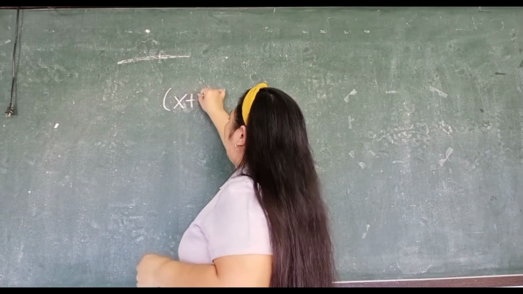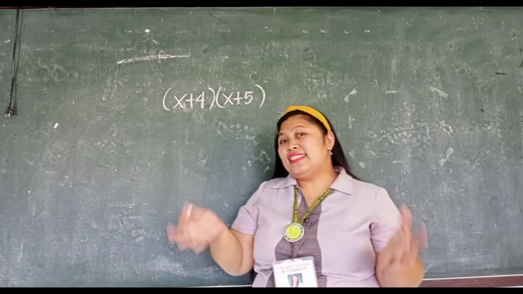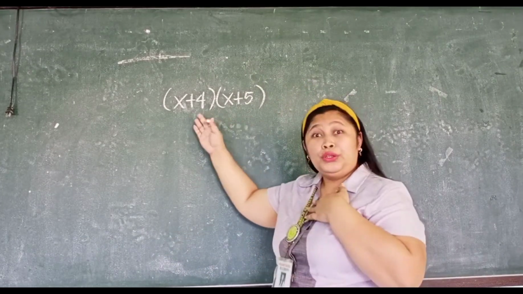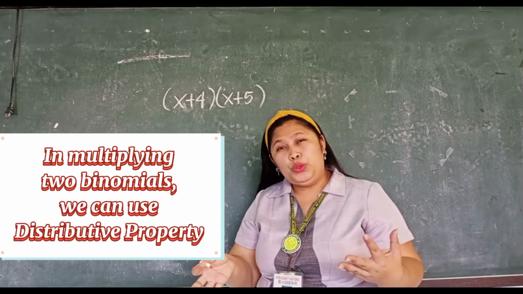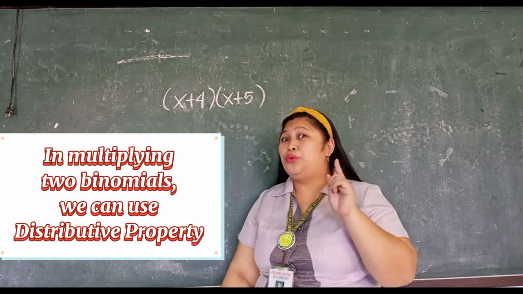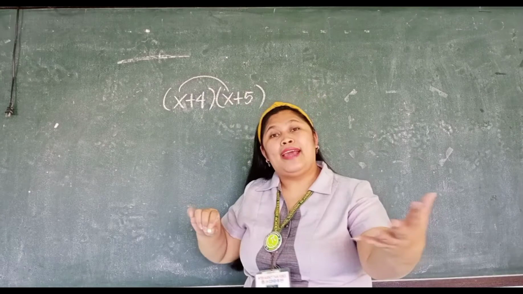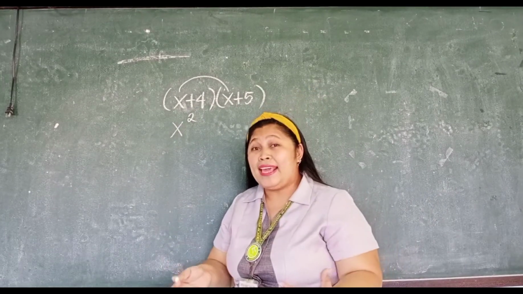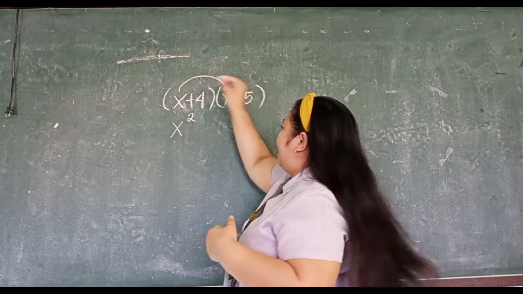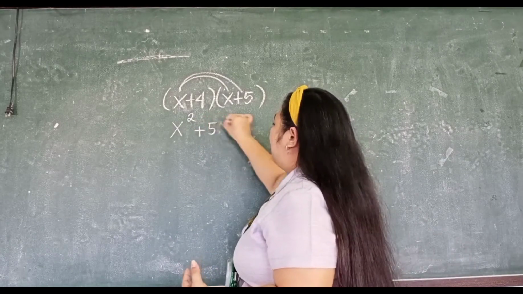So for example, you're given x plus 4 times x plus 5. In this case, we have two binomials, so we're going to get the product. We can use the first method, which is the distributive property. So we have x times x, which is equivalent to x to the power of 2, applying the laws of exponent. Another, x times 5, so we have 5x.